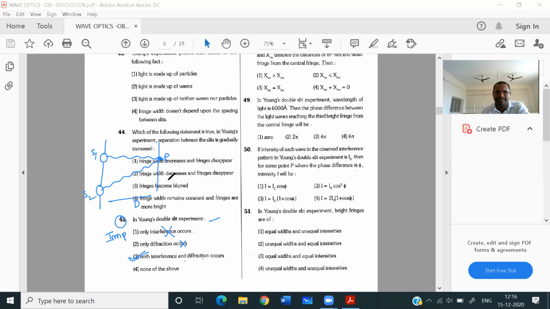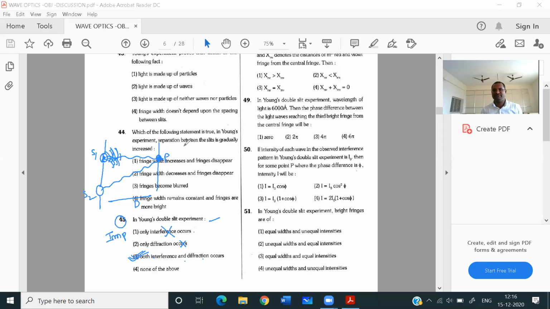due to interference. That is one point. And the second point is, at each slit, each and every point on the wavefront acts like a different source. So this source will diffract, and due to that diffraction also, fringes will occur. Important point: students will think that in Young's double slit experiment only interference will occur. No, in Young's double slit experiment both interference and diffraction occur. Important, you need to remember this.